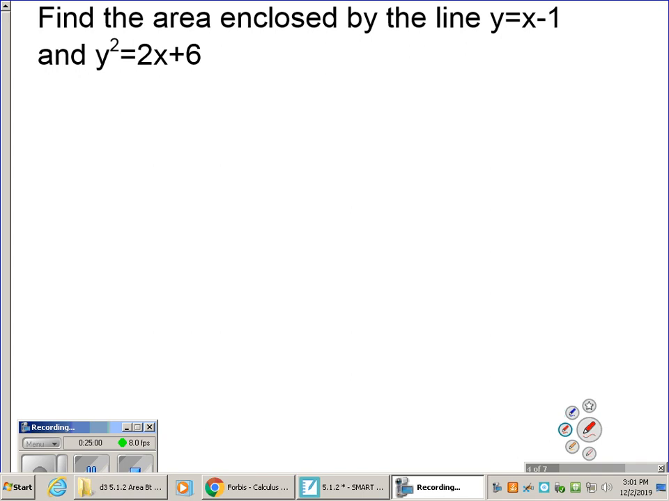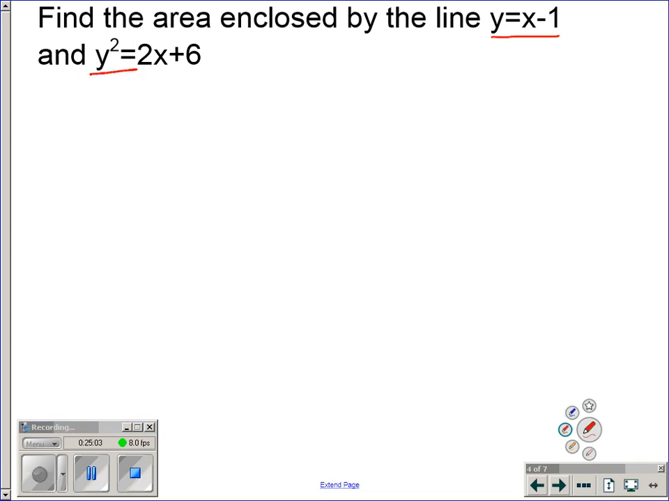Okay, so it says find the area enclosed by the line y equals x minus 1 and y squared equals 2x plus 6. If you ever have a y squared equation, think about what happens if you get y by itself. That's y equals plus or minus the square root of 2x plus 6. If you run into that case, the plus and the minus mean that y equals is not really a function. You've probably learned by now that the y squared implies a sideways parabola. The positive square root is doing this, and the negative square root is doing this.